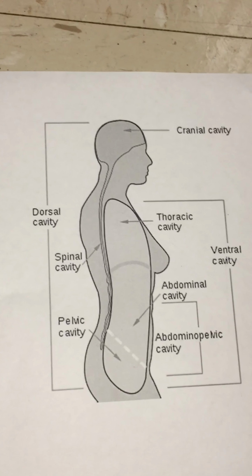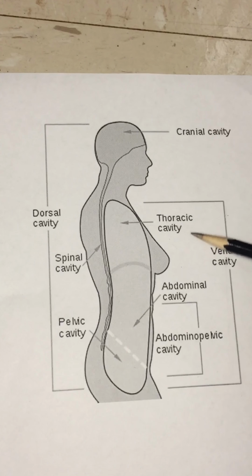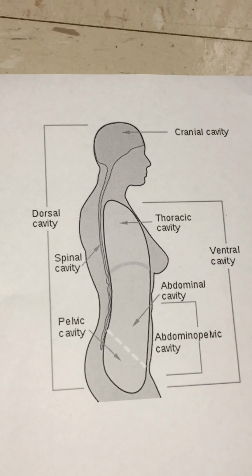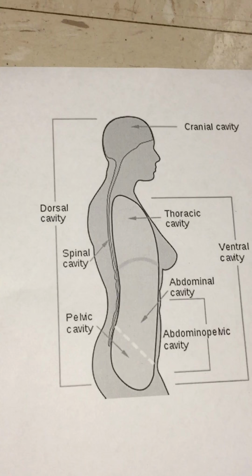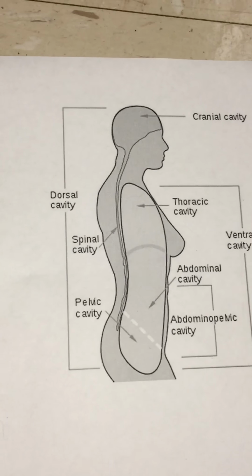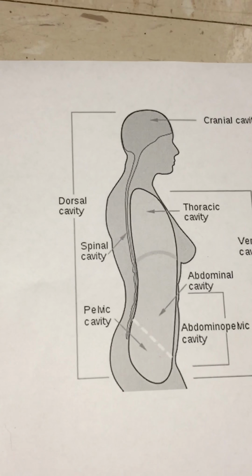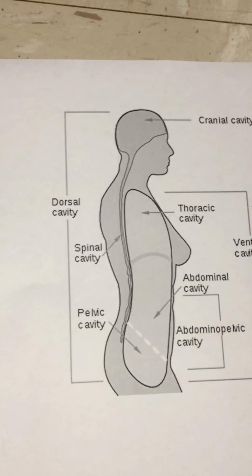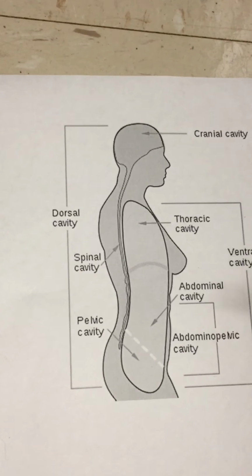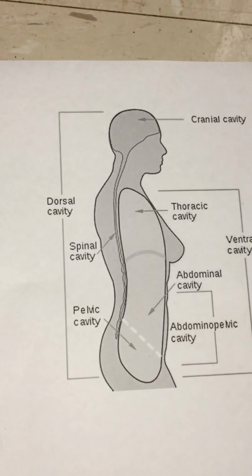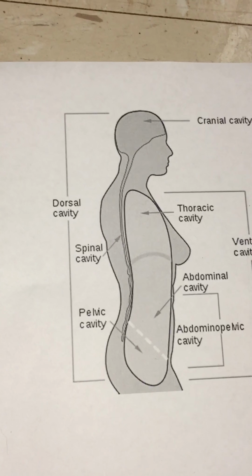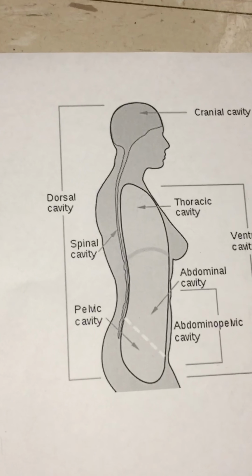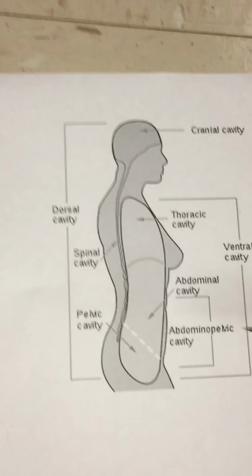Thoracic cavity. The upper ventral thoracic or chest cavity contains the heart, lungs, trachea, esophagus, large blood vessels, and nerves. The thoracic cavity is bound laterally by the ribs and the diaphragm. Abdominal and pelvic cavity. The lower part of the ventral cavity can be further divided into two portions, abdominal portion and pelvic portion.